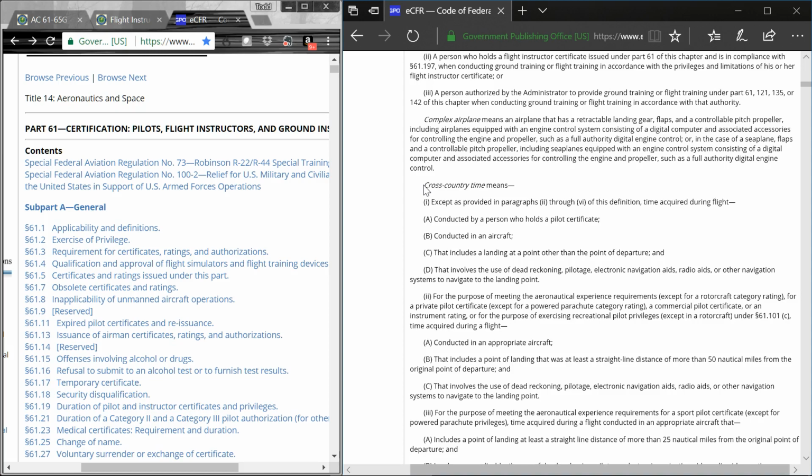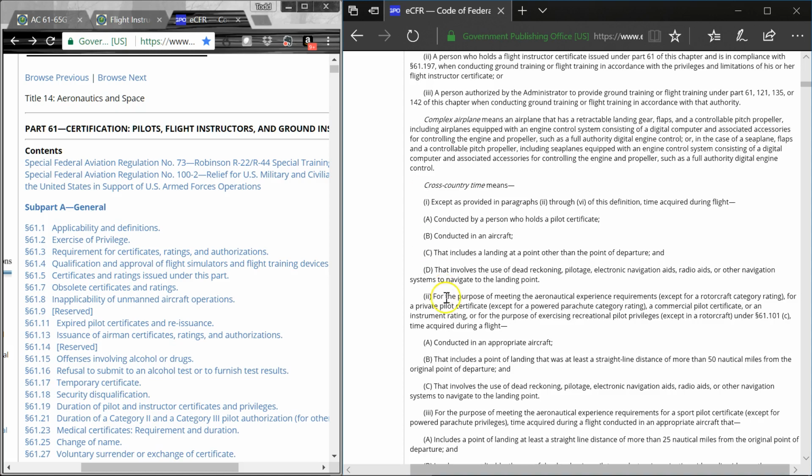Cross-country time, in every single rating, it doesn't matter what you have, is 50 nautical miles. The only exception to that rule would be a sport pilot. A sport pilot is 25 miles. Now, we're not going to get into rotorcraft and everything else. Just listen to me when I tell you that everything is 50 nautical miles when it comes to cross-country time.